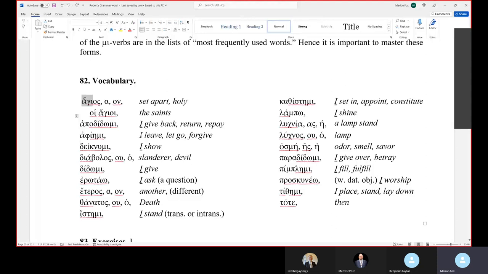Hagios has rough breathing. And this is the word for set apart. It's the word translated holy. I'm going to put another word here.